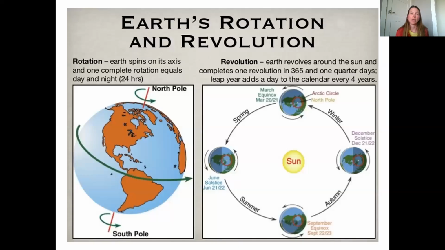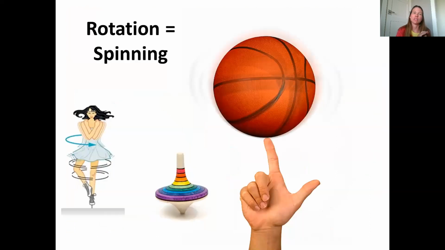All right. Okay, so like I said, the last couple of weeks we've talked about rotation and revolution of Earth. These two concepts are entirely different, and it's very important that we understand what the distinction is between the two of them in order for us to understand their effects on our planet. Okay, so let's look at rotation first.